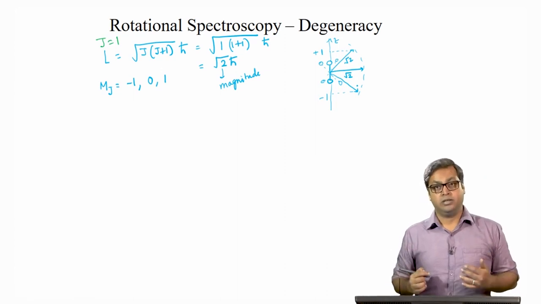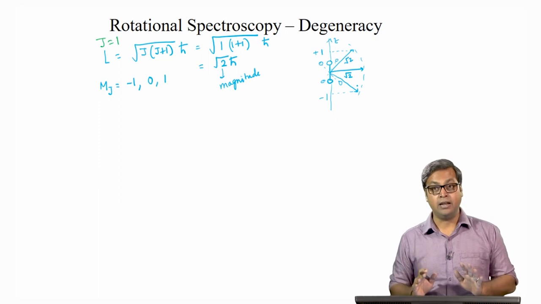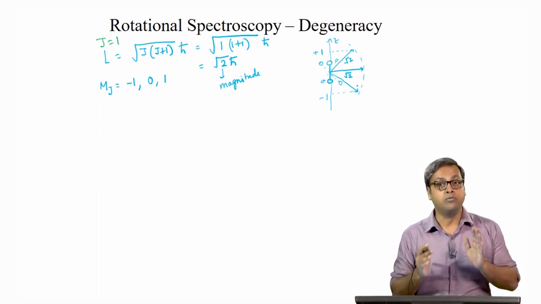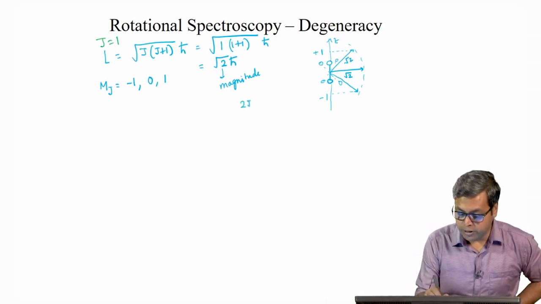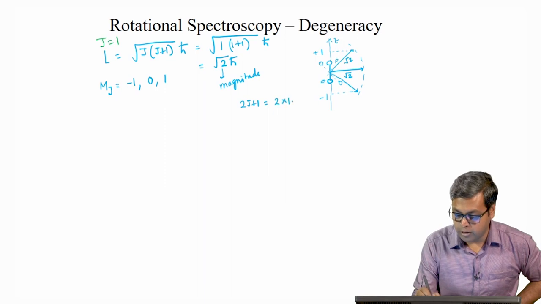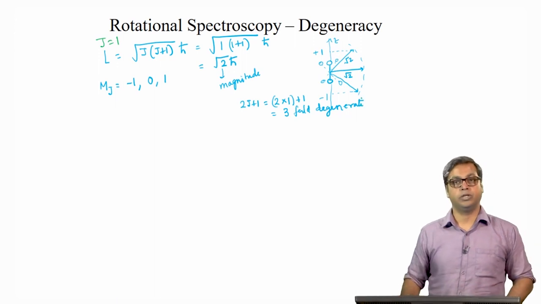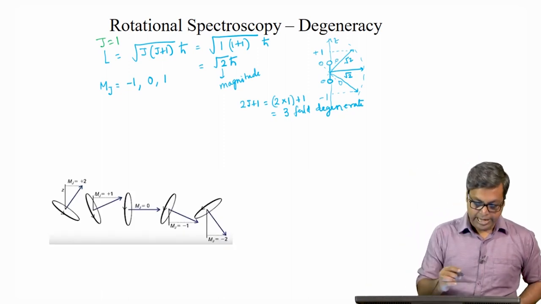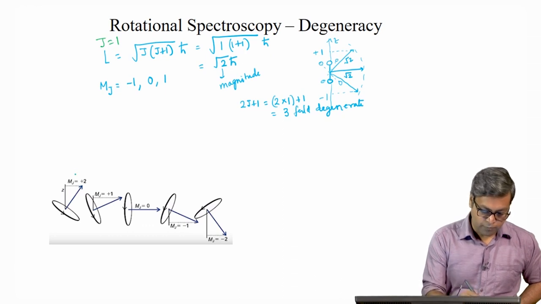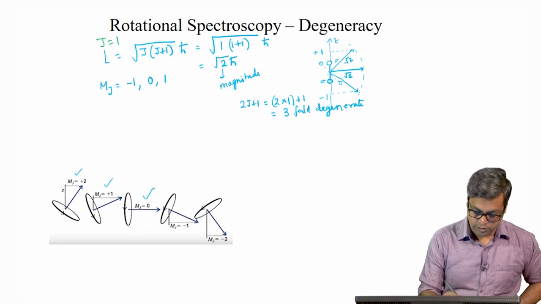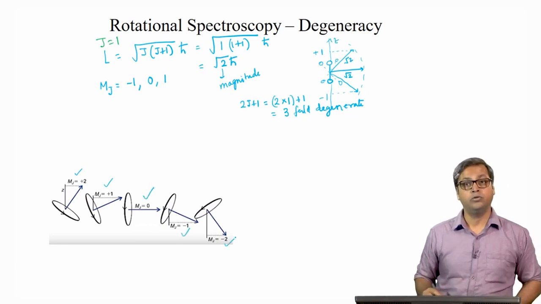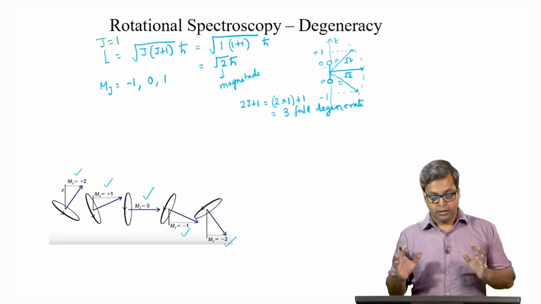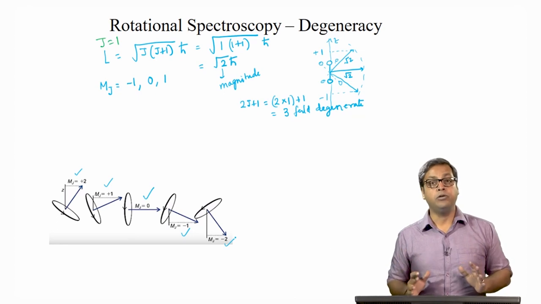So, all three directions have the same angular momentum magnitude, root 2, and thus for j equals 1, it is 2j plus 1, that is 2 times 1 plus 1, that is 3-fold degenerate. So, now let us look into j equals 2. For j equals 2, mj can take values of plus 2, plus 1, 0, minus 1 and minus 2. So, that makes j equals 2 5-fold degenerate.